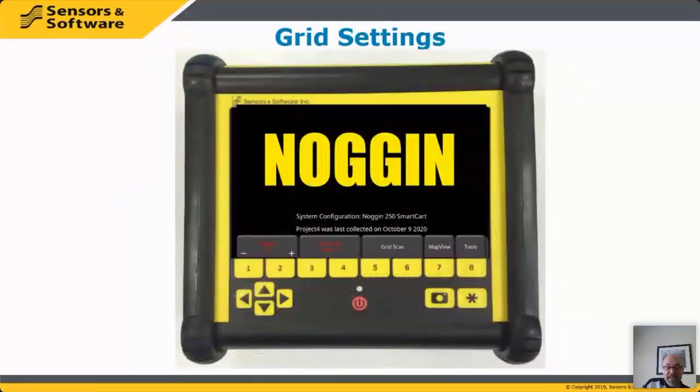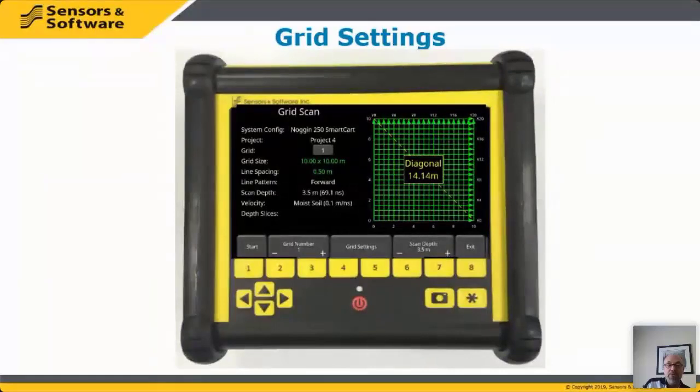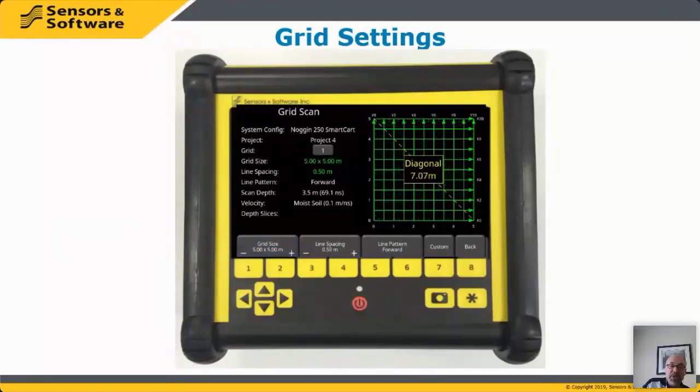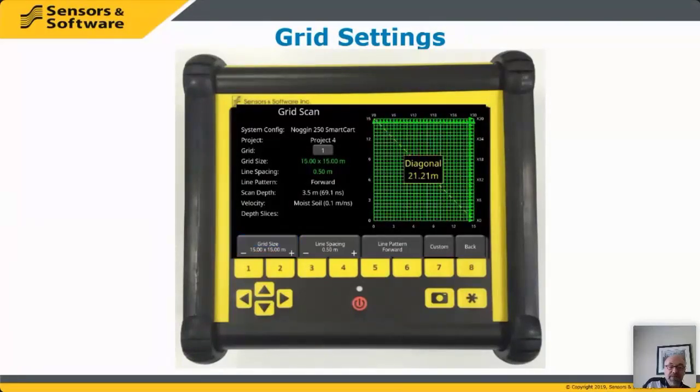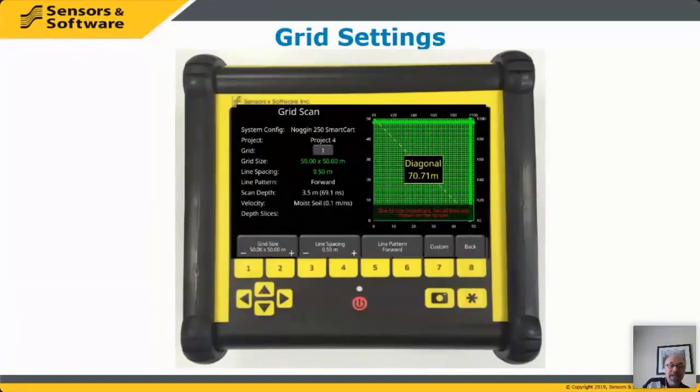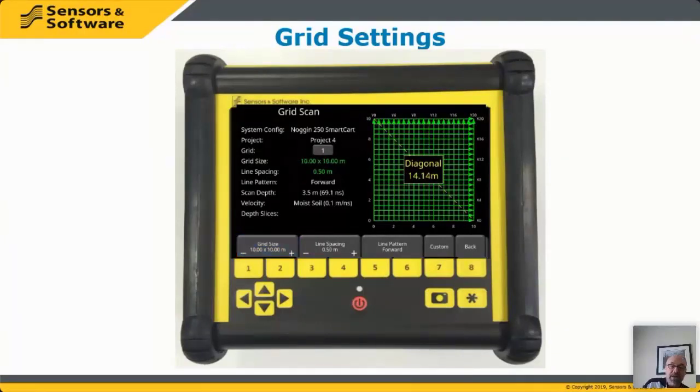So let's look at setting up a grid on the data logger. And so here's a little video. You go into grid settings and you can change the size of the grid. I know it's hard to see the numbers, but this is a 5 meter by 5 meter grid, 10 by 10, 15 by 15, 20 by 20, 25, 50. And some of our systems will allow you to do grids up to 100 meters. And then using the minus button to come back down to a smaller size, 5 meters.